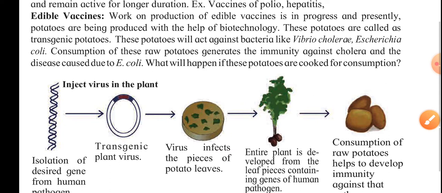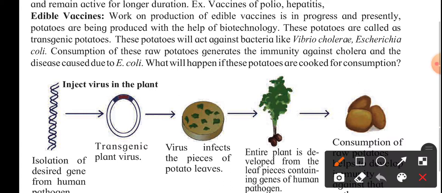Further, that is edible vaccines also. Work on the production of edible vaccines is in progress, and presently potatoes are being produced with the help of biotechnology. These potatoes are called transgenic potatoes. These potatoes will act against bacteria like Vibrio cholerae and Escherichia coli. Consumption of these raw potatoes generates immunity against cholera and the disease caused by E. coli.